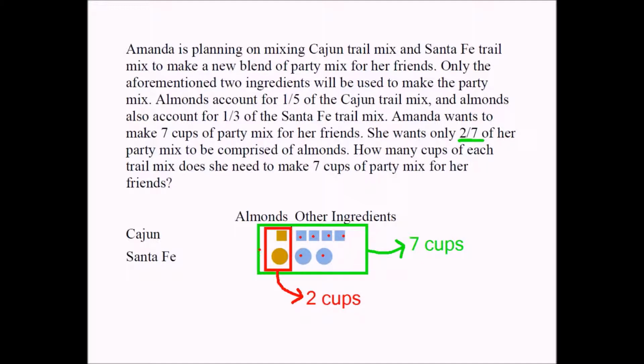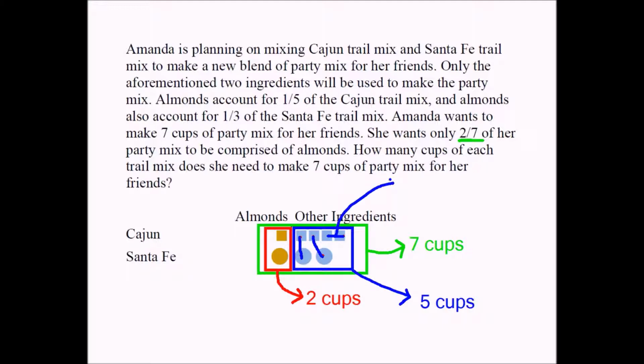If the whole thing is equivalent to 7 cups and these two pieces are together equivalent to 2 cups, these 6 pieces should be equivalent to 5 cups, because 5 plus 2 is 7. Okay, a couple of other things. If these two add up to be 2 cups, these two will add up to be 2 cups. These two will add up to be 2 cups. So 2 plus 2 is 4. These two must be 1 cup.